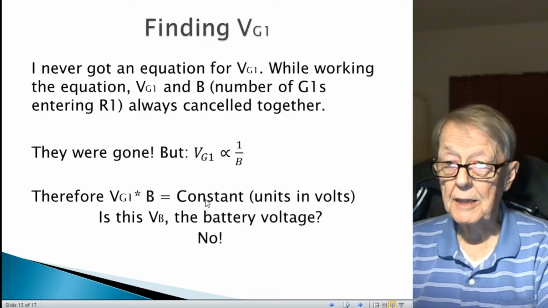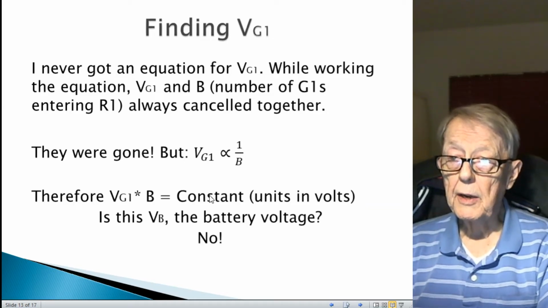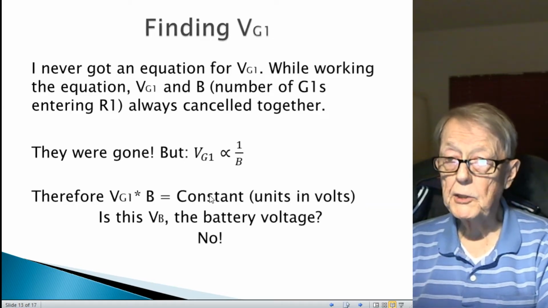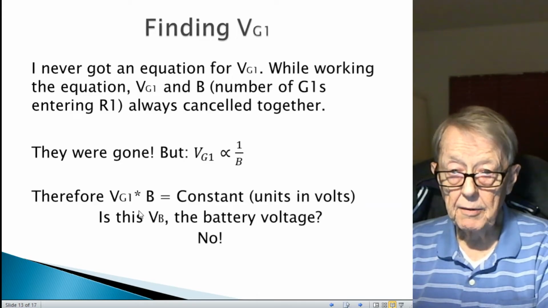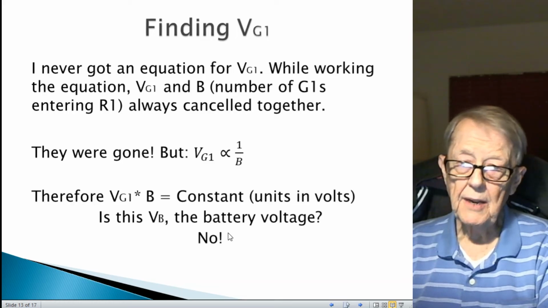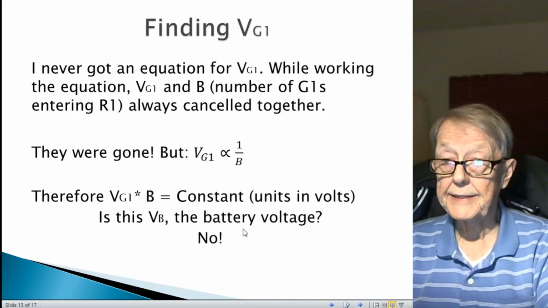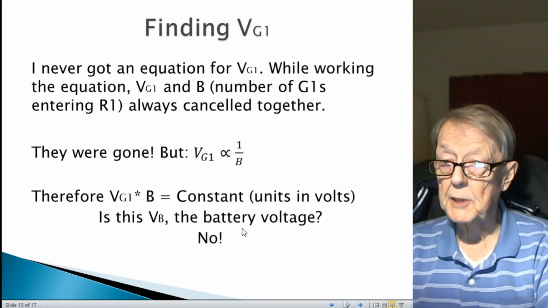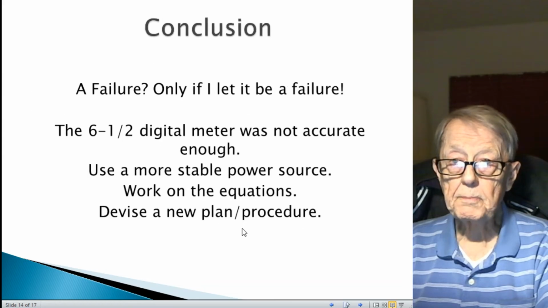Ends up in volts. The one constant you have in the system is the battery. Battery's supposed to be constant during all this, although part of my problem with the test is the battery drifted, especially under heavy load. Is this VB, voltage of the battery? Well, I looked into it. I'm not going to explain it. The answer is no, it's not. It's a constant, but it's apparently something else. Maybe I'll find it later.